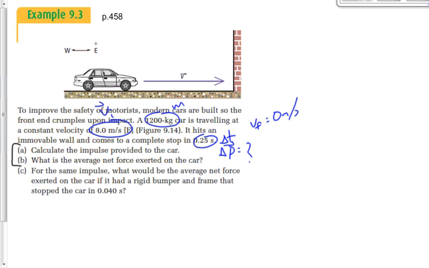All right, what's the impulse provided to the car? We know that impulse is equal to either F times delta t or m times delta v. Either one. Which one seems to be the most useful here? Which part of the equation? The first part, F times delta t, or m times delta v?